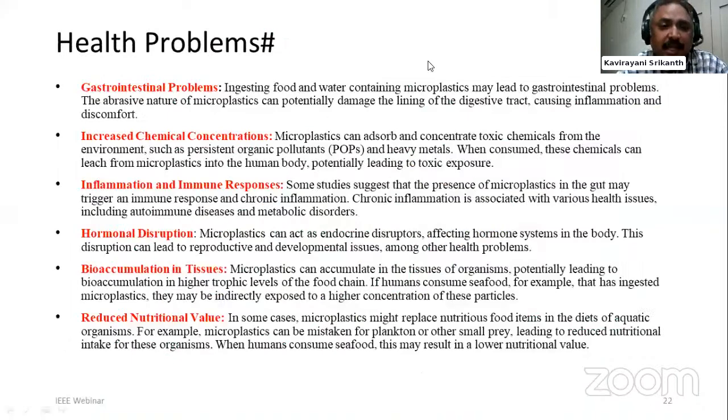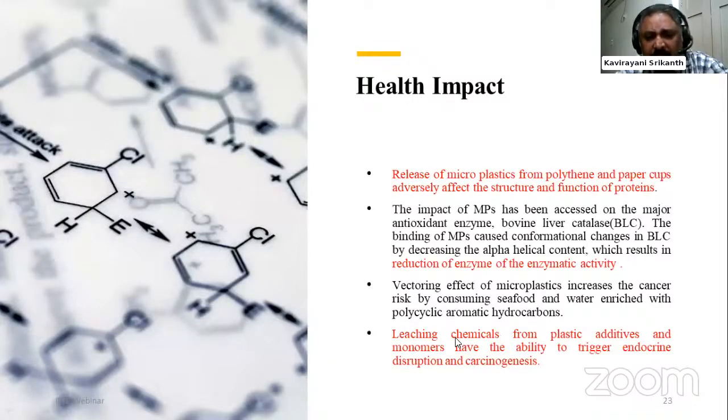And then what are the health problems that we are getting? We are getting gastrointestinal problems, chemical concentration increase, inflammation and immune response changes, hormonal disruptions, bioaccumulation in tissues, and reduction of nutrient values. Leaching chemicals from plastics are causing endocrine disruption, and we are also seeing enzyme activity reducing.